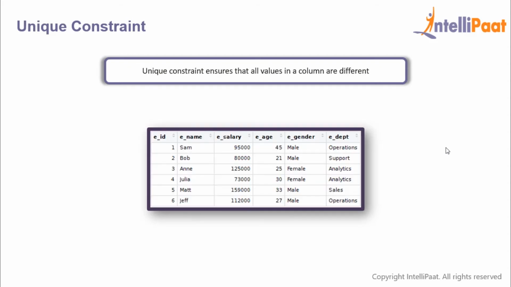insertion. Then we have the unique constraint, which ensures that all the values in a column are different. For example, if we assign the unique constraint to this ename column, then every entry of this column should have a unique value. And finally, we have the primary key constraint.